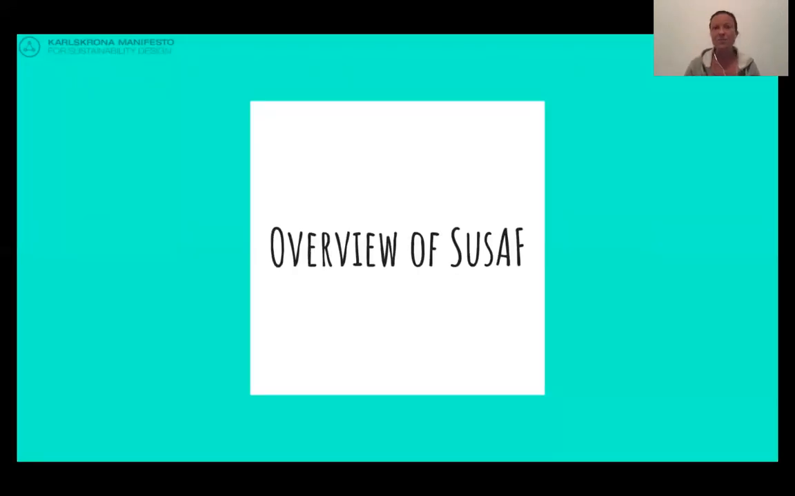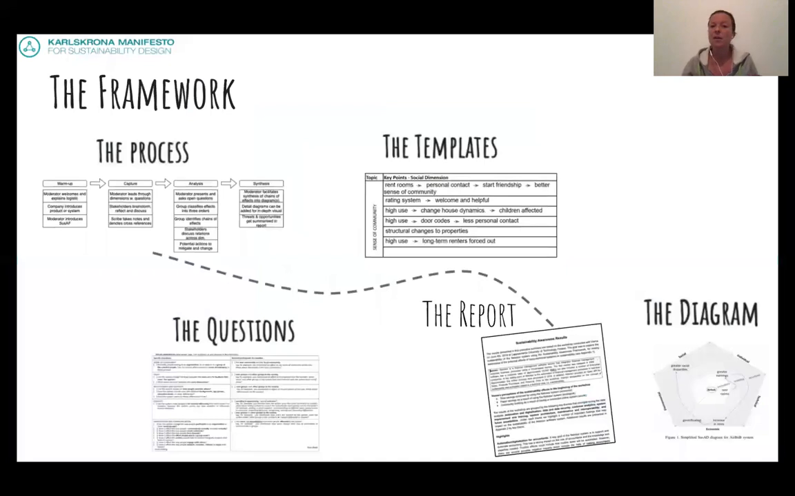Now with that, we're going to take both of those concepts together, the 5 dimensions of sustainability and the 3 orders of effect, and we're going to turn this into a framework that we call the SUSAF framework. And this framework has a process that is going to guide us through how we can investigate the sustainability of a particular software system bit by bit.